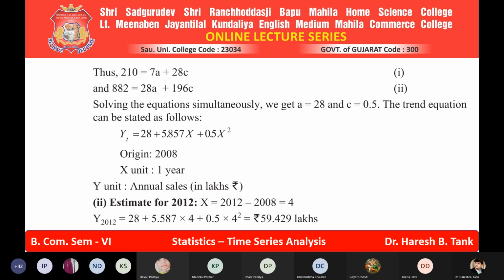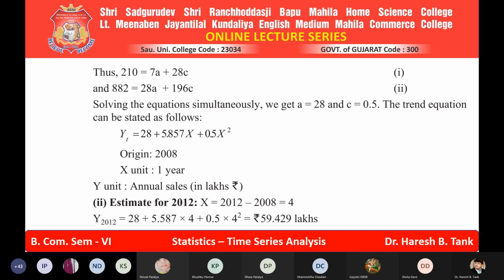If you just substitute all these values in an equation, you will have that trend equation, the second degree parabola trend. Yc, you can say, y calculated, is equal to 28 plus 5.857 times x plus 0.5 times x squared. And in this case, your origin was 2008 and your x unit is 1 year.